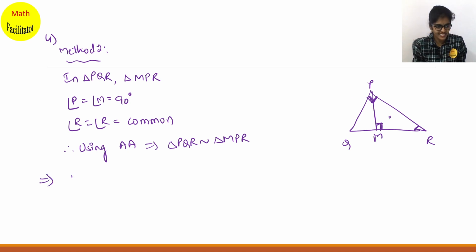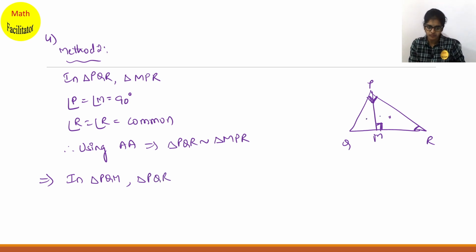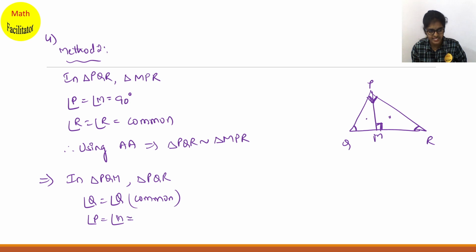Now let's take the second case. In triangle PQM and triangle PQR, I am taking the second smaller triangle and the bigger triangle. Here also the same point: angle Q is common to both the triangles, and angle P is equal to angle M, it is 90 degrees. So using the angle criteria, I can say that triangle PQM is similar to triangle PQR.